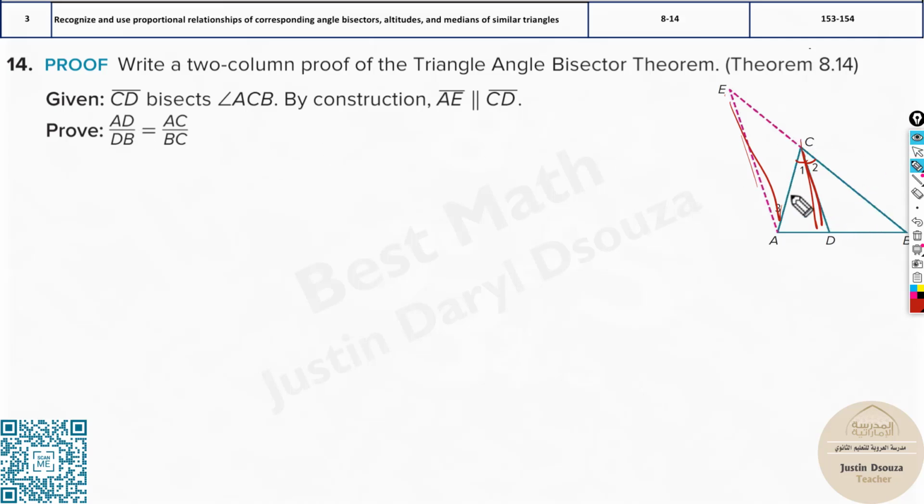Now we need to prove AD. What is AD over here? AD divided by DB, DB is this, okay, equals AC divided by BC. Where is BC exactly? This is B and C. Okay, this one. So this. Okay, how do we do that? Before that, let's first analyze this triangle.